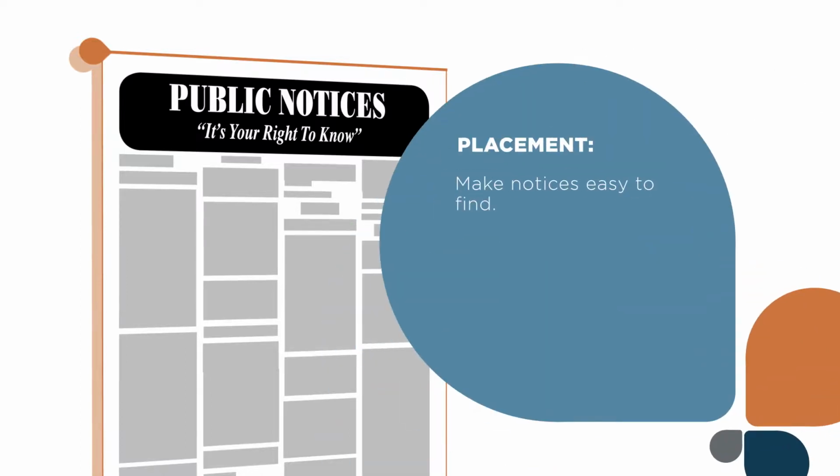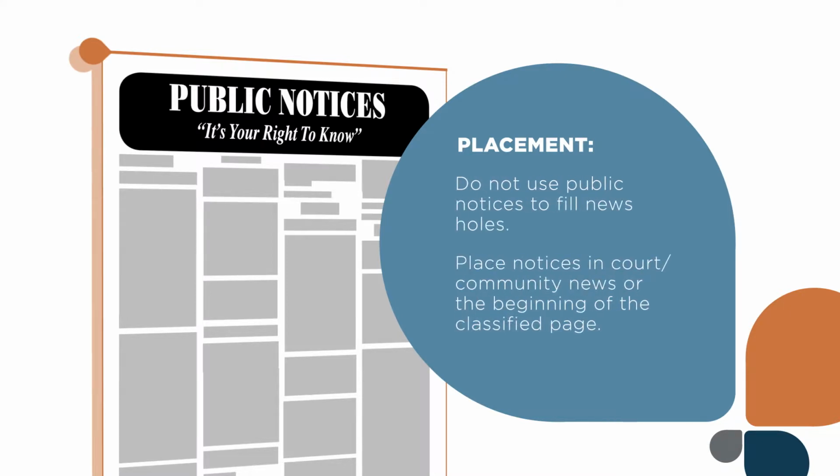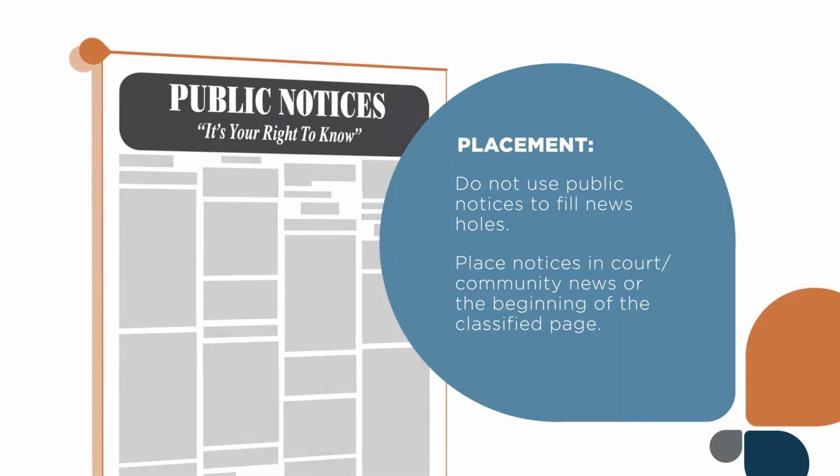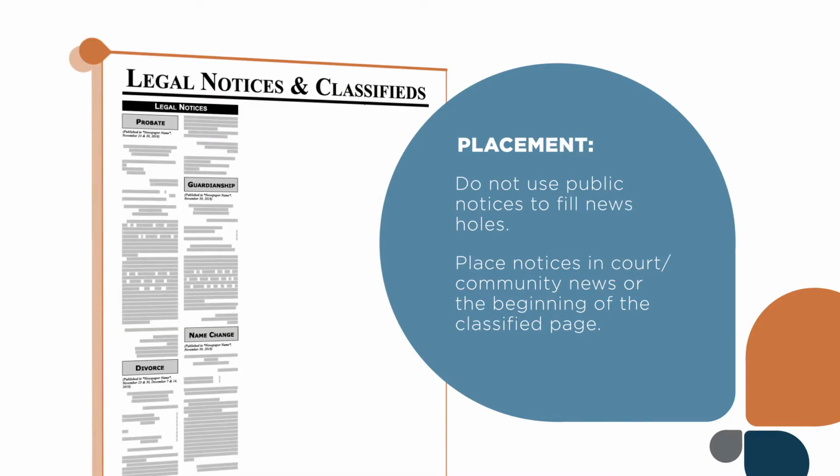Public notices need to be easy to find. Newspapers should place all public notices in a designated area with a header. They should not be used to fill news holes throughout the newspaper. Consider placing all notices in a more visible area of the paper, such as with court community news or the beginning of the classified page, instead of buried in the back of the paper.